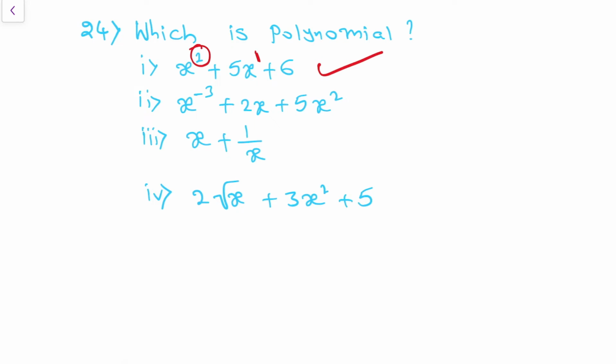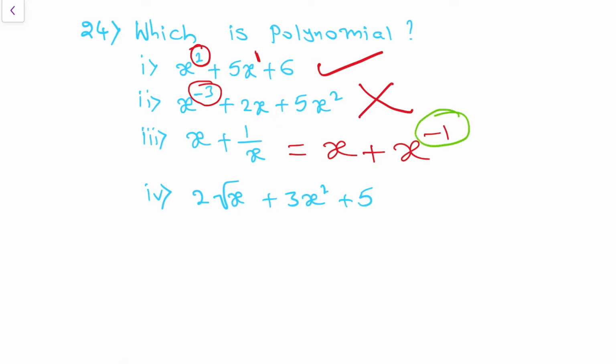Next, power minus 3 is there. Minus 3 is not a whole number. So this is obviously not a polynomial. No need to check the remaining terms. One term is not satisfying, which means finished. Next, x plus 1 by x. x as it is, plus 1 by x can be written as x power minus 1. Here the power is minus 1. Minus 1 is not a whole number, so this is not a polynomial.